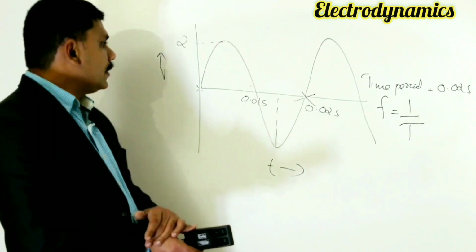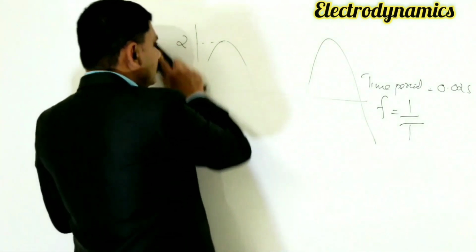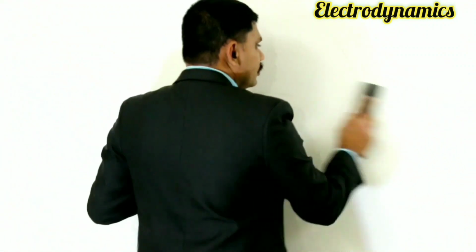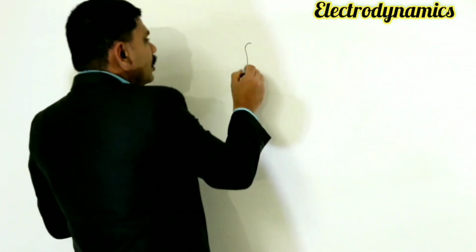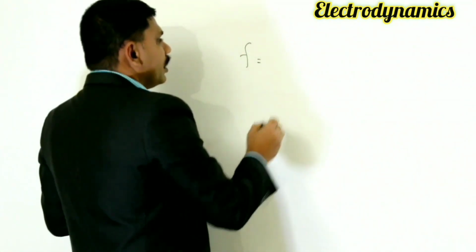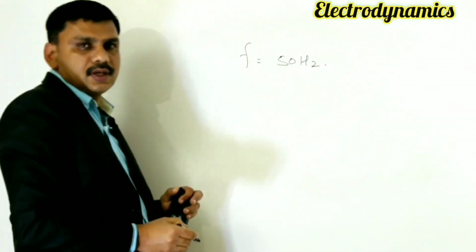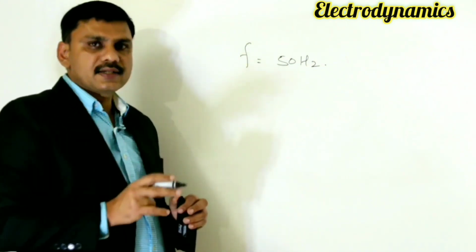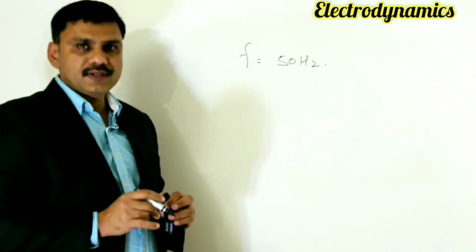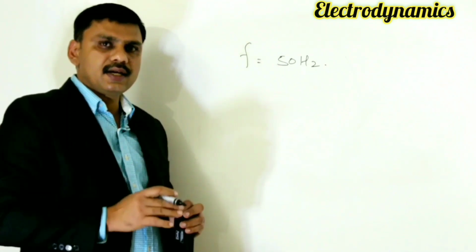And another thing you have to remember: the frequency used in South Africa is 50 Hertz. 50 Hertz means 50 cycles are in 1 second.